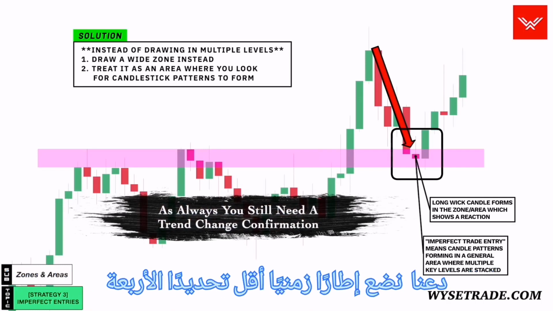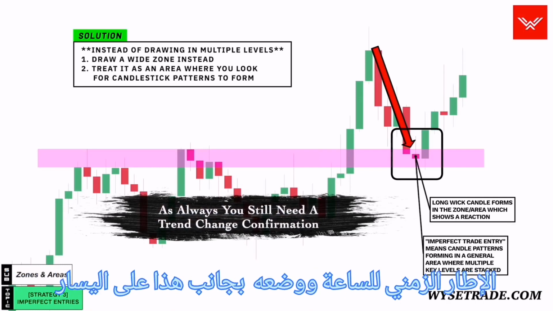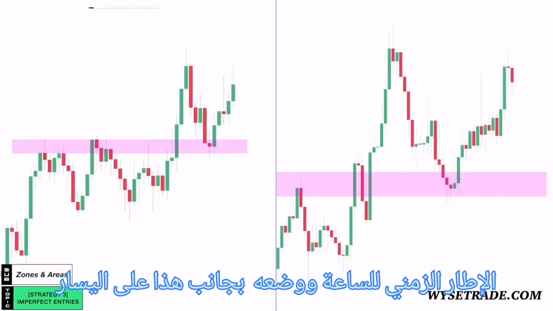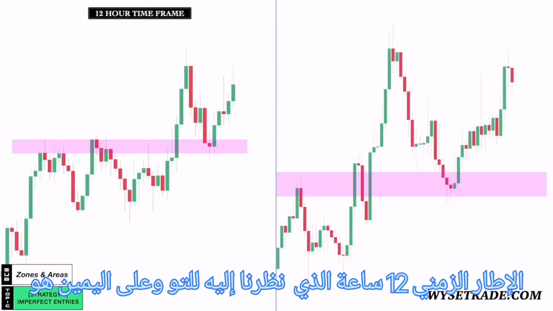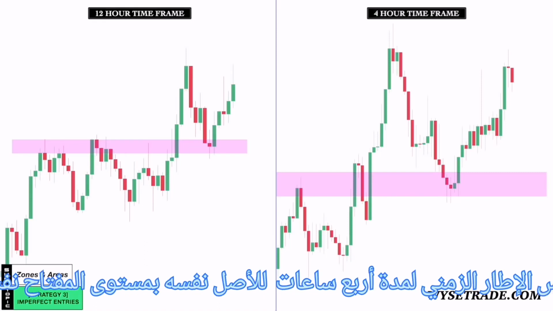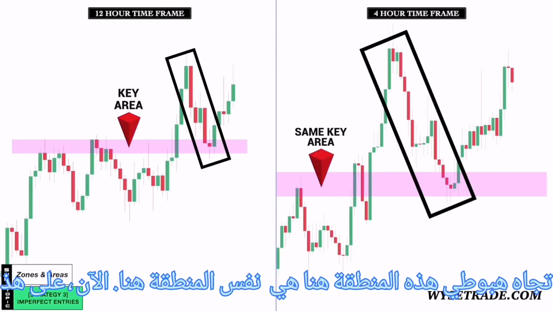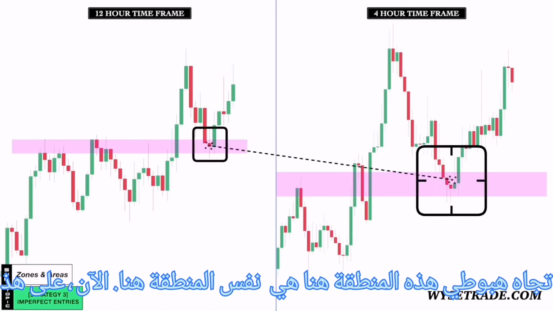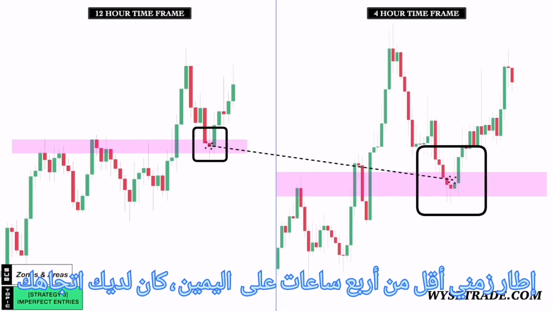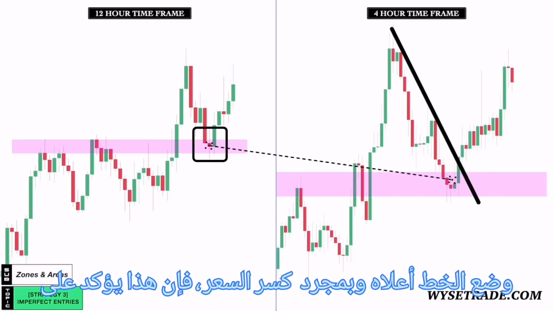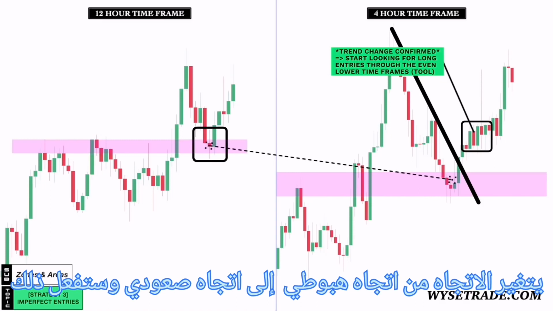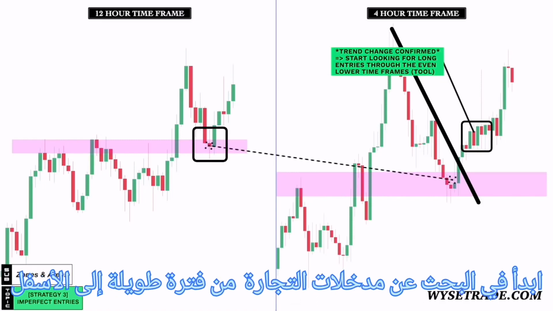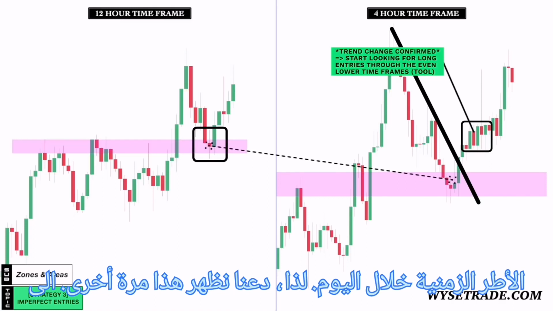So let's pull up a lower time frame, specifically the 4-hour time frame, and put it beside this one. On the left is the 12-hour time frame we just looked at, and on the right is the 4-hour time frame of the same asset. Same key level, same downtrend. This area here is the same area here. Now, on this lower 4-hour time frame on the right, you had your trend line placed above, and once price breaks, this confirms the trend change from a downtrend to an uptrend, and you would start looking for trade entries long through the lower intraday time frames. So let's show this again.